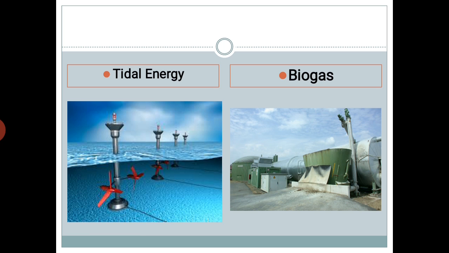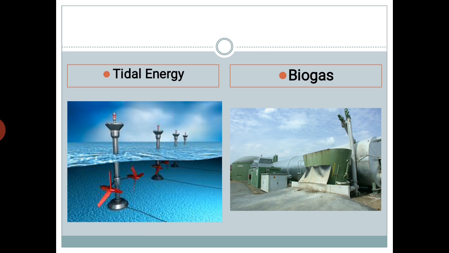Next one, biogas. Students, already you know about biogas. It is an excellent fuel for cooking and lighting and produces a huge amount of organic manure. Students, organic waste such as dead plants, animal dung and kitchen waste can be converted into a gaseous fuel called biogas.